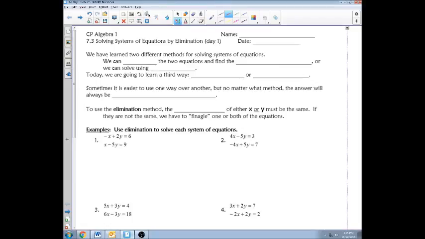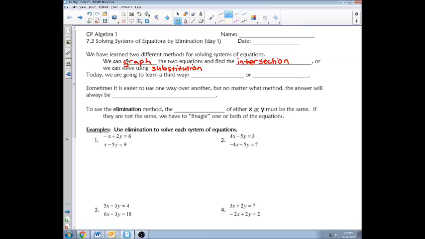So far we have learned two different methods for solving systems of equations. We can graph the two equations and find the intersection point. Or we can solve using substitution, which is the last section we just worked through. Today we're going to learn a third way.